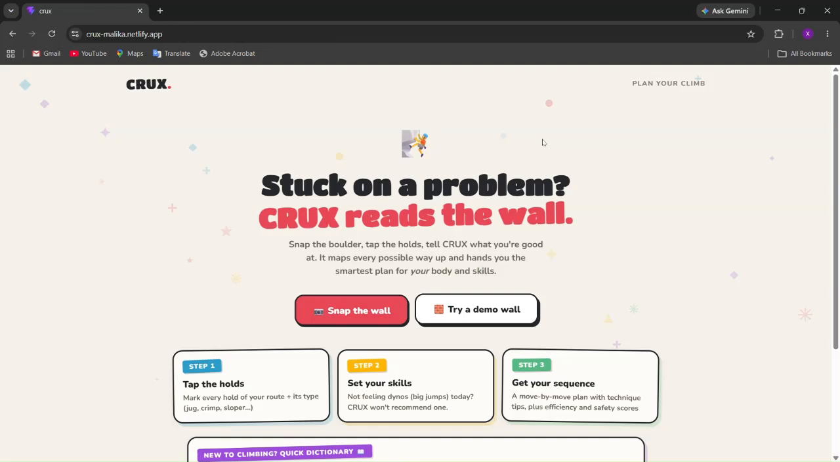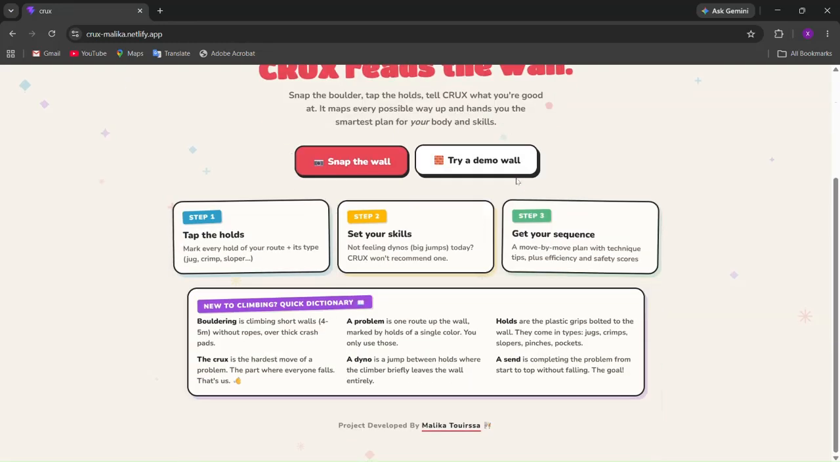This is my project. I named it CRUX and it's based on the theme, which is sports, and the sport that I chose is bouldering. For those who don't know what bouldering is, I put some definitions here for certain words so that the project is easier to understand.